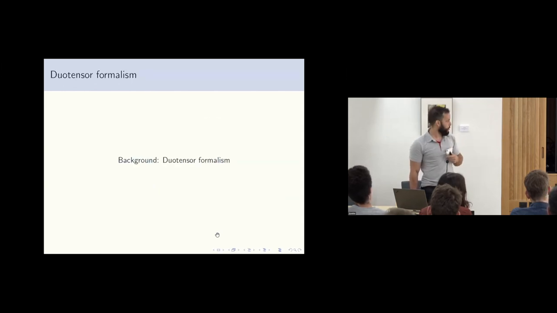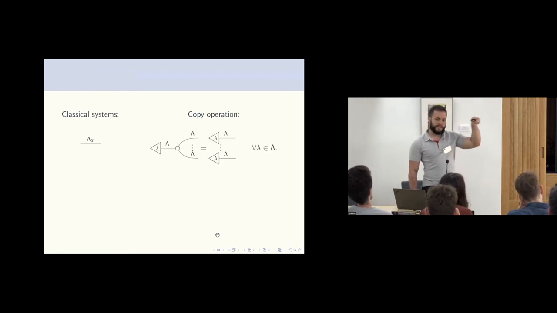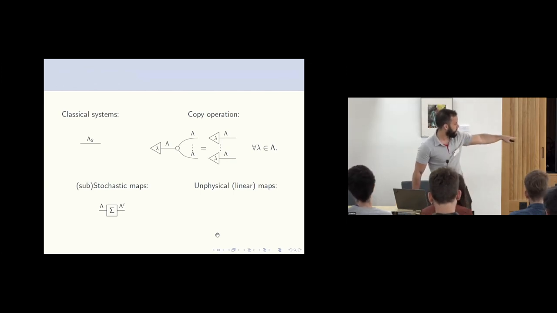And finally, for our proof, we'll be writing many things using this dual tensor formalism. And in this formalism, when we have a wire that represents a classical system, we will be drawing this wire in the horizontal, not in the vertical. And in particular, because these horizontal wires are classical, you can have a copy operation on them. And the physical processes happening on these classical wires, we represent by these white boxes. They have to be stochastic maps, or in your head, you can think that they are stochastic matrices.